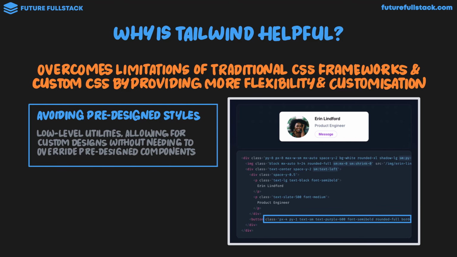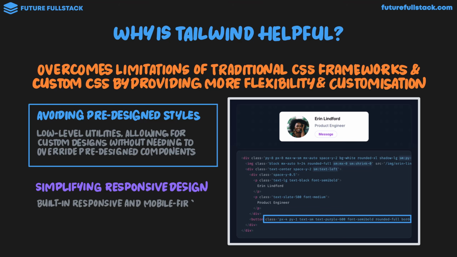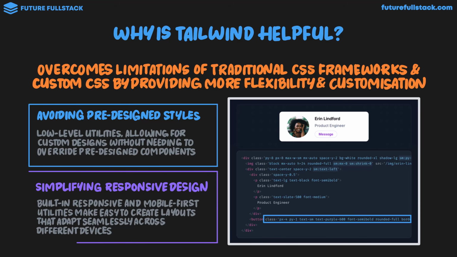The final reason is that Tailwind helps simplify responsive design. Tailwind has built-in responsive and mobile-first utilities, making it easy to create layouts that adapt seamlessly across different devices. To show you an example, this utility class sm:text-left, where sm: is a special Tailwind responsive utility that's easily applied and avoids us writing more complex media queries. And we'll learn more about this in the project we build.